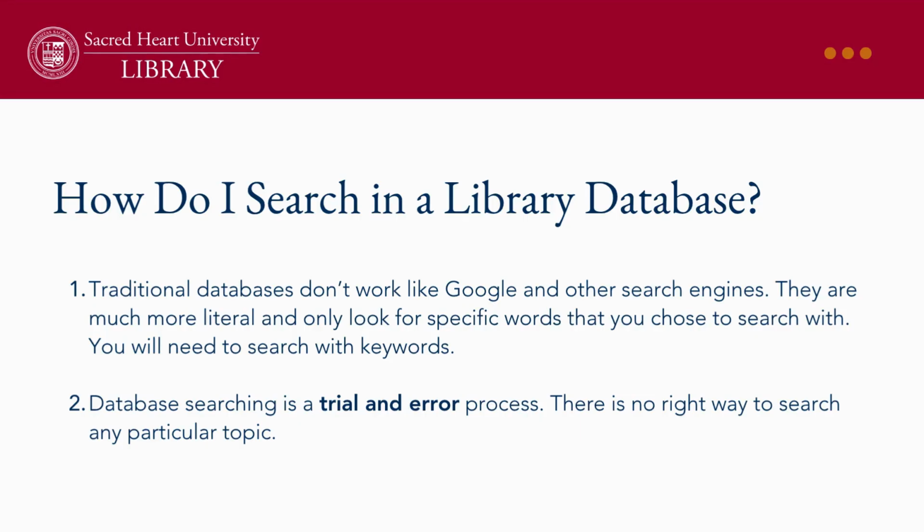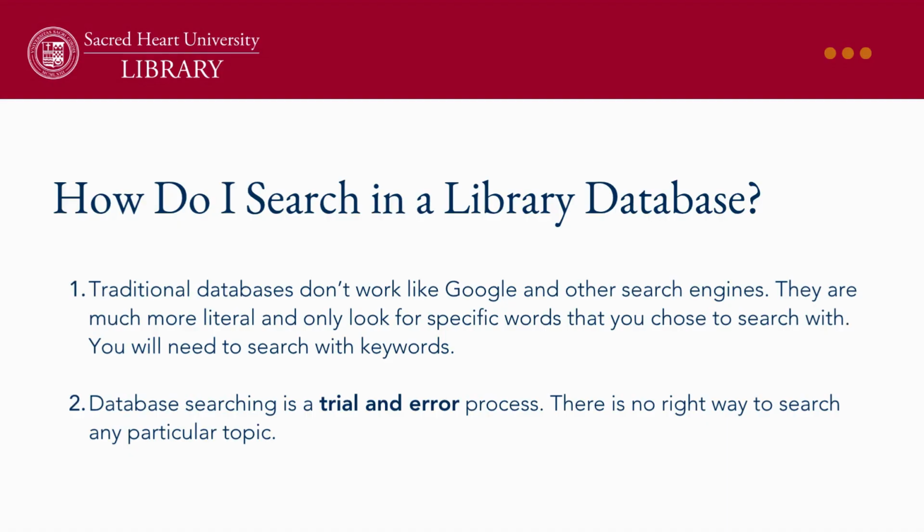When it's time to actually start searching on the library databases, there are two important things to keep in mind. First, traditional databases do not work like Google and other search engines. While you can type a question into a search engine and be immediately understood, the library databases are much more literal. They will search for the specific words that you choose to search with. This means that you'll want to search using keywords, the core concepts from your topic, instead of full sentences or questions.